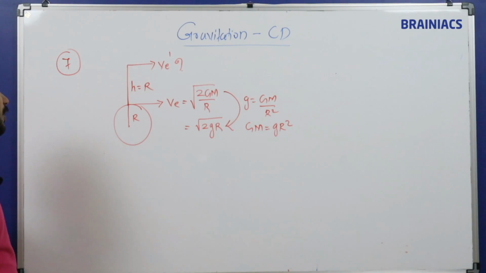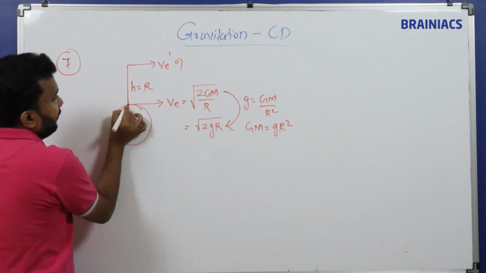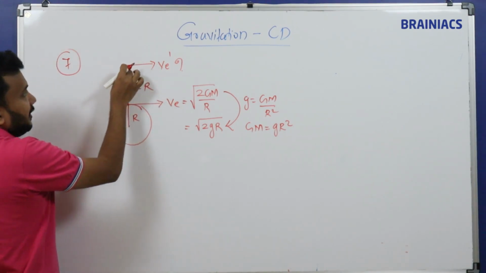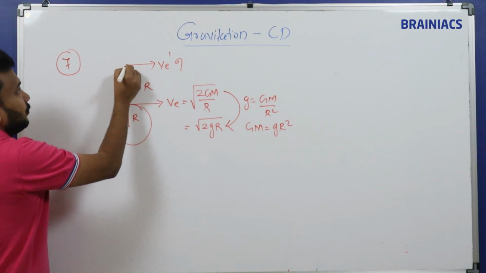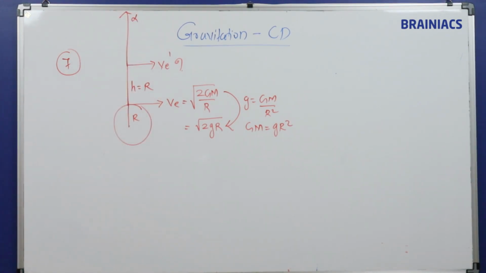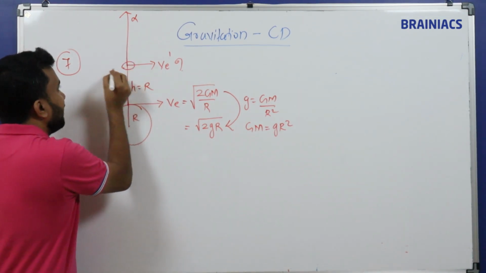Now what we are going to do is, escape velocity means, suppose you are throwing from here, this will go to infinity. Now it is given that you are at a height h equal to R, you are throwing it, and you are going to infinity. So from a height h equal to R, you are going to infinity. So now this is my starting point.